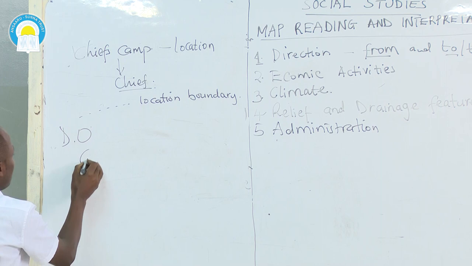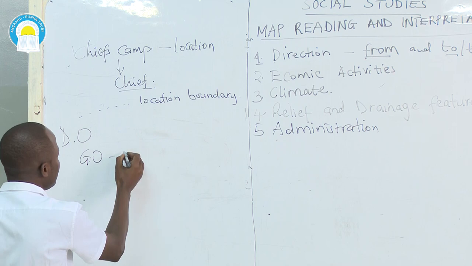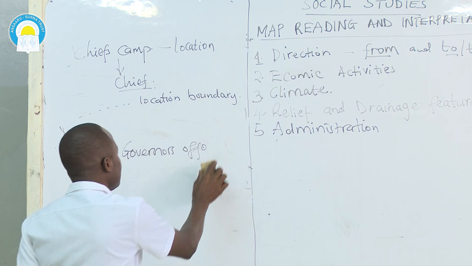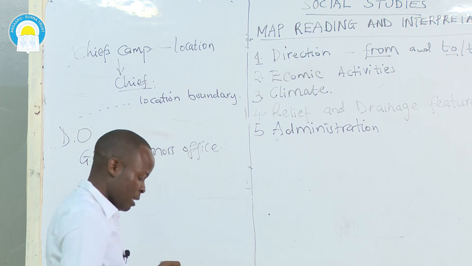Governor's office, in the map they will use GO, and then in the key you'll get the meaning governor's office. When we see a governor's office in the map, it tells you that that area is a county. And who is the head of a county? A county is headed by a governor.